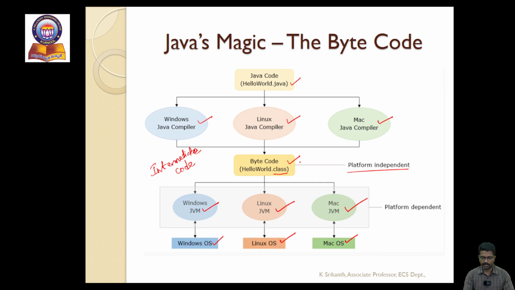Because of bytecode, the language is platform independent, which makes Java language very popular. So that's why the heading is very clear: Java's magic happens because of bytecode, which is an intermediate code that makes the language platform independent, where the .java file can be run on any platform. It can be run on Windows OS, Linux OS, or Mac OS without any modifications in your source file.